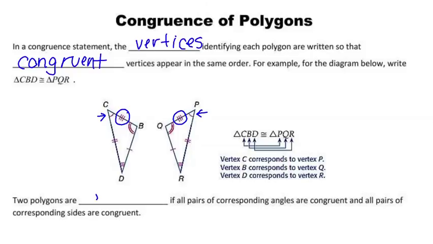So two polygons are congruent if all pairs of corresponding angles are congruent and all pairs of corresponding sides are congruent.